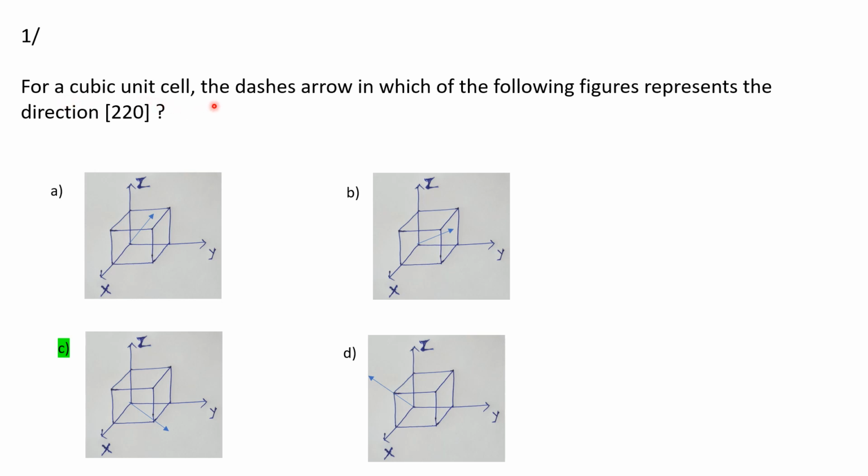For a cubic unit cell, the dashed arrow in each of the following figures represents the direction 220. Here you can see the figures, and we are given the Miller indices as h 220. From here we can get that the intercepts will be 1 by 2, 1 by 2 and 1 by 0, that is half, half and infinity for the z axis. By noticing all these figures we can get that option C matches the condition. So here the right answer is option C.